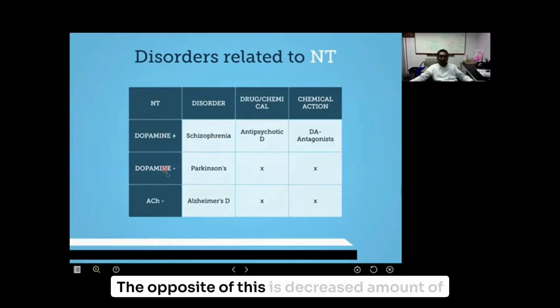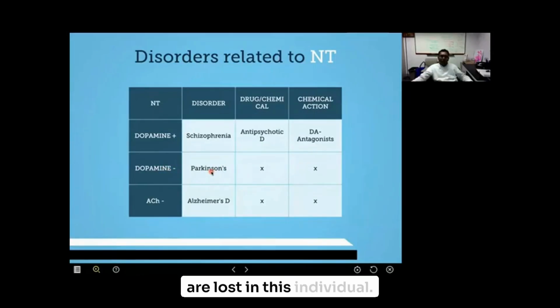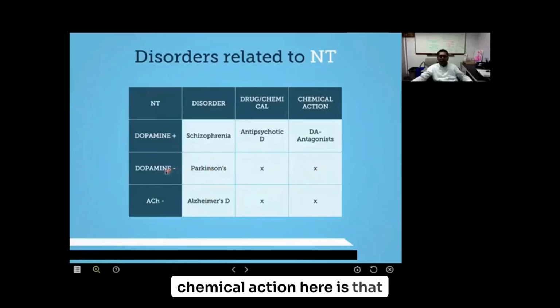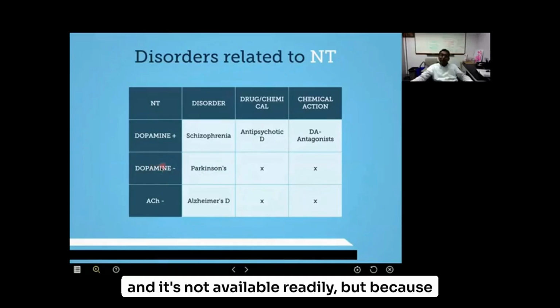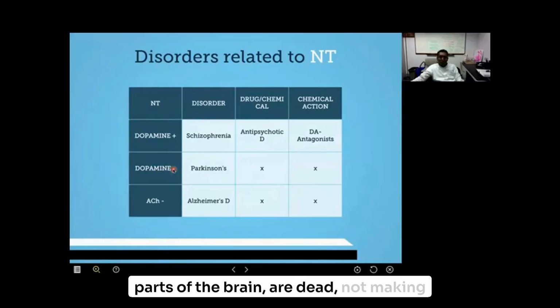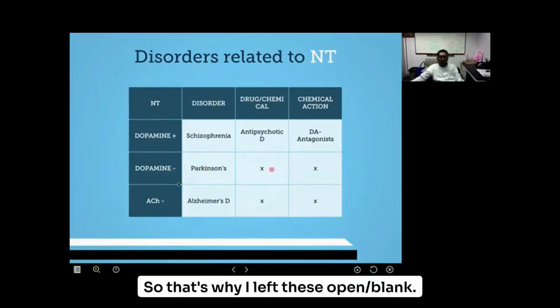The opposite of this is a decreased amount of dopamine, which results in Parkinson's disease. There are irregular movements of different muscles, and fine motor movements are lost in this individual. The reason we don't have a chemical action here is that in most cases, Parkinson's is not because dopamine is not readily available, but because the cells that produce dopamine in specific parts of the brain are dead and not making enough dopamine. And there are other treatment measures.